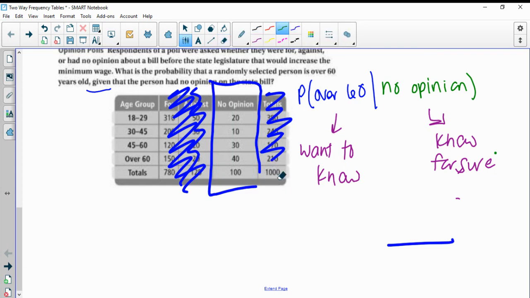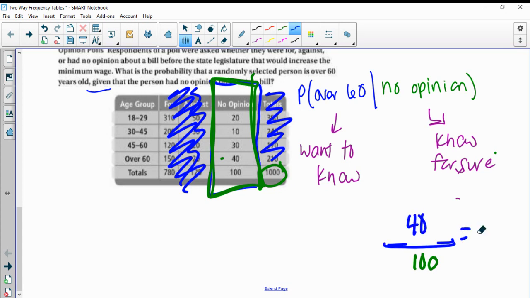Okay, so now when we do this, our total isn't going to be that number at the bottom, because that includes everybody. All we care about are these no opinion people. So now our total is only going to be 100. So it's going to be some number out of 100. And we want, in this little column of no opinion people, we want the group that's over 60. That's that 40 number. So our answer is 40 out of 100, which is 40%. So if we know for sure that they had no opinion, there is a 40% chance that the person was over 60. Okay, we're going to do another one of those because I know that's kind of hard to think about.